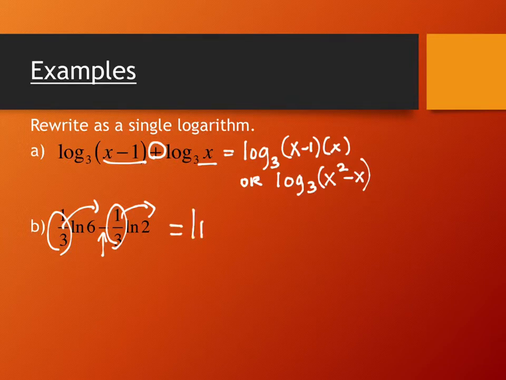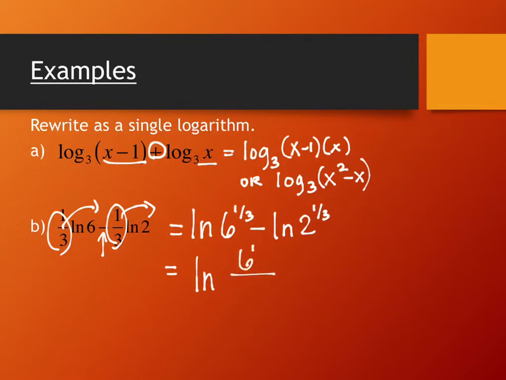So these are natural logs, so it's ln, and it's 6 to the 1/3 minus ln of 2 to the 1/3. Okay, so far so good? And then, because I have the subtraction, I'm able to combine them with division. So I have the natural log of 6 to the 1/3 divided by 2 to the 1/3.